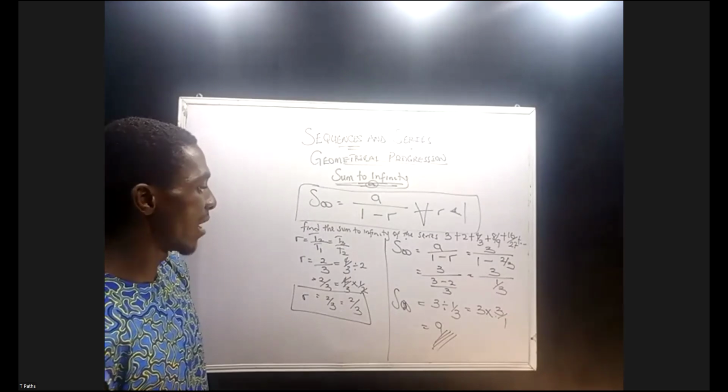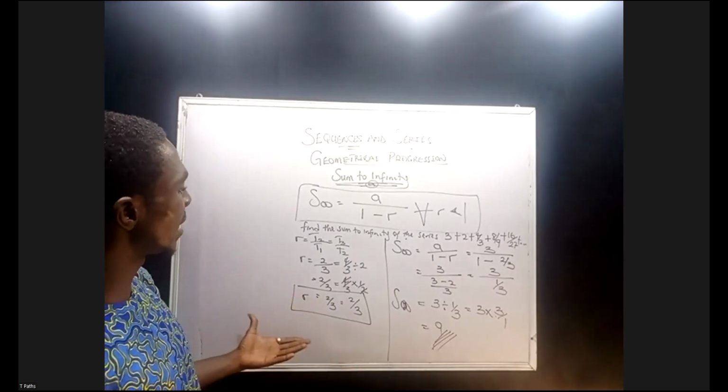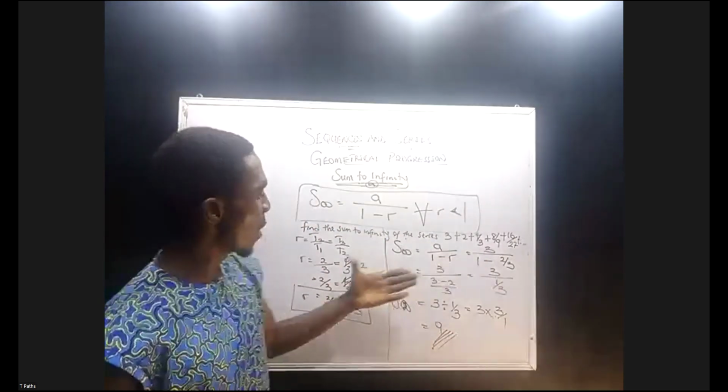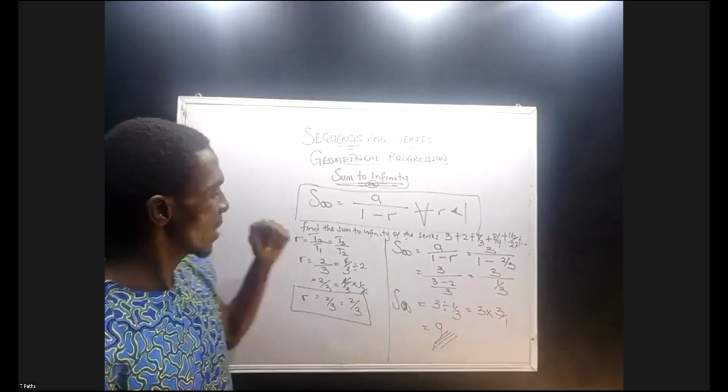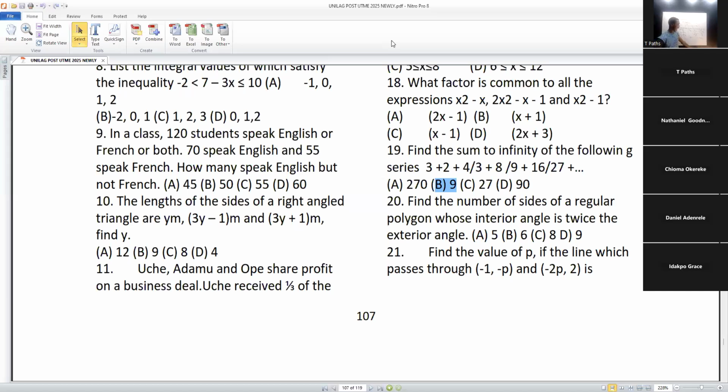That is the answer from my solution. Going over my solution again to see if we can spot any error. 3 divided by 1 minus 2 over 3. 3 divided by 1 over 3. Then 3 divided by 1 over 3 is still the same as 3 times 3. And the answer is 9.